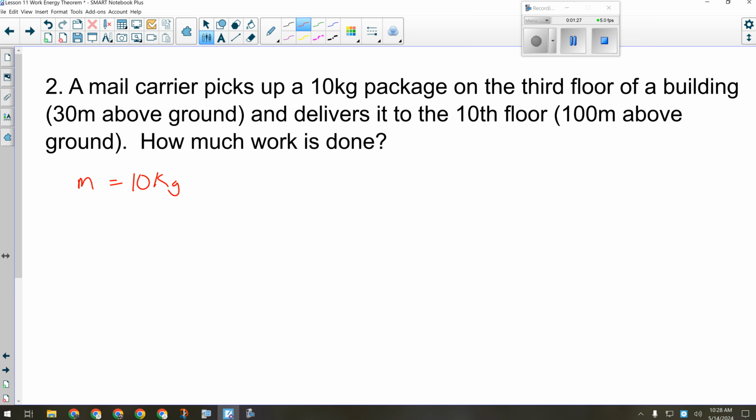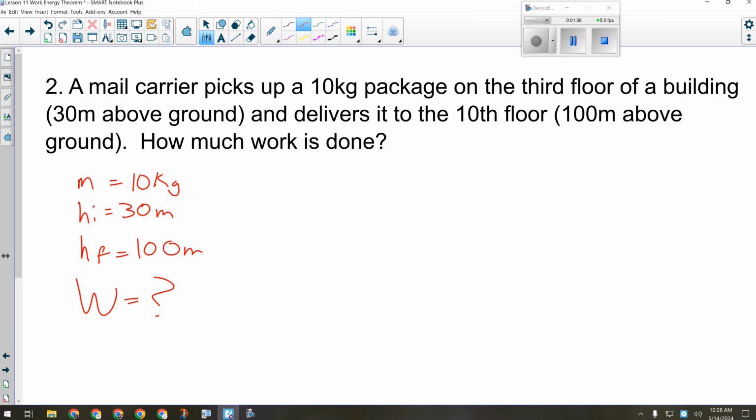Okay, we can confirm by reading the rest of the question, but for right now we're going to say that the initial height's 30 meters. Okay, and then delivers it to the 10th floor. Okay, we were right, 30 meters was the initial height. The 10th floor, which is 100 meters, is our final height. Okay, how much work is done? Looking for work. Okay, so work is definitely happening.